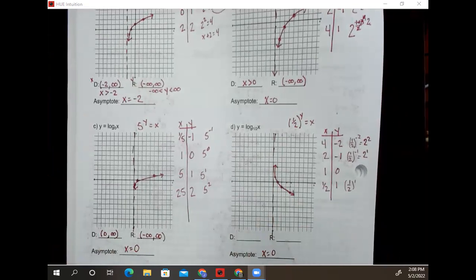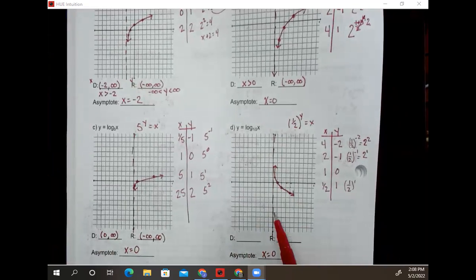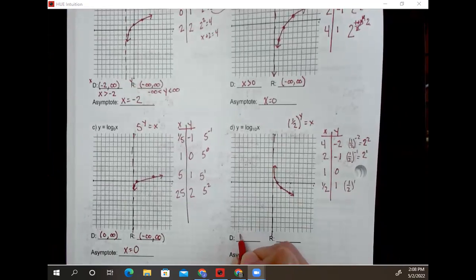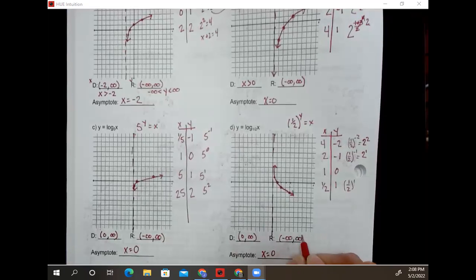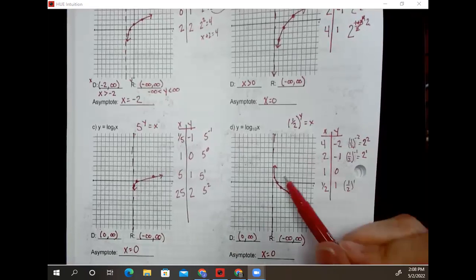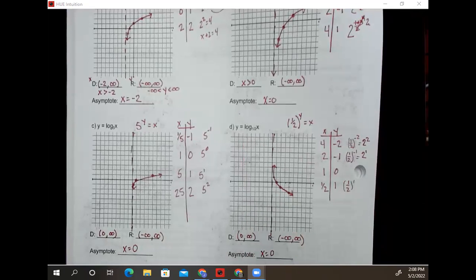Okay. Domain and range I still evaluate the same way. Domain still bounded by that asymptote. So this would be anything from 0 to infinity. Range not bounded, so negative infinity to positive infinity. This would be the graph of log base 1/2 of x.